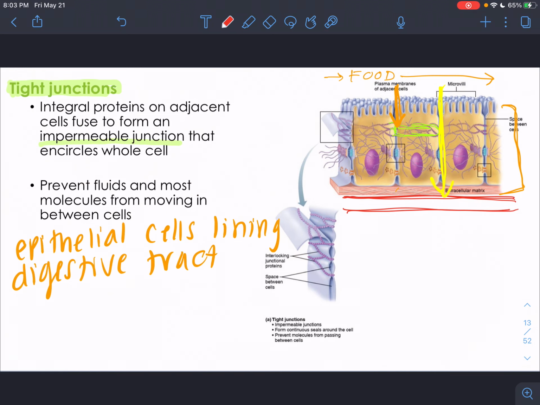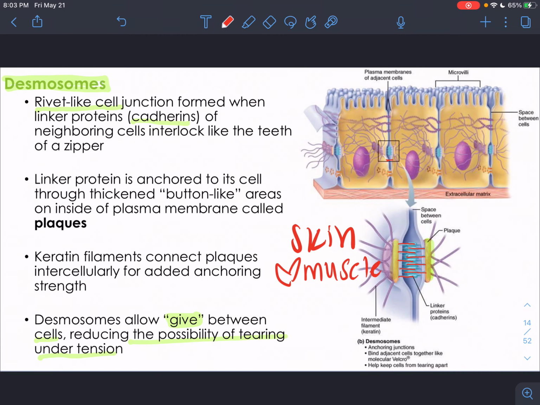Okay, because the tight junctions, if you put too much stress on the two cells that are held together by tight junctions, this will just tear. Okay, there's no give at all because we want that to be impermeable. The desmosomes allow some movement.